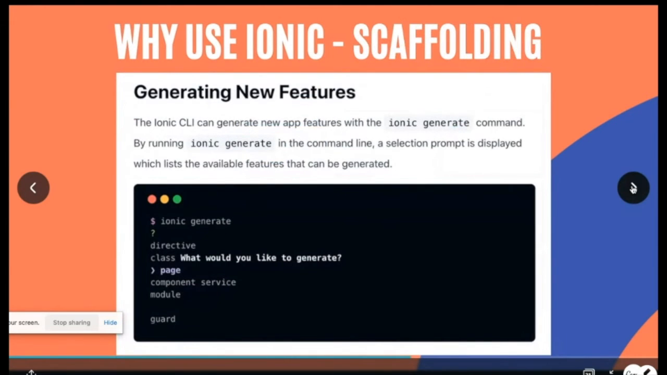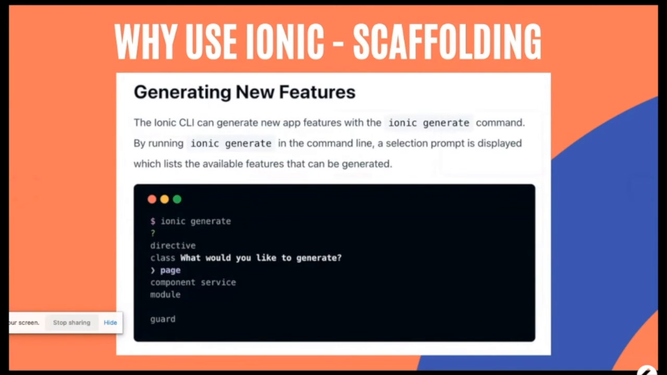Then scaffolding. Cordova will give you a very basic scaffolding where you just get a place where you dump in your JavaScript, CSS, and HTML. Ionic is much more detailed. You have a thing called components. Components are nothing but a collection of logically related HTML, JavaScript, and CSS. Like a button. A button can be a component.